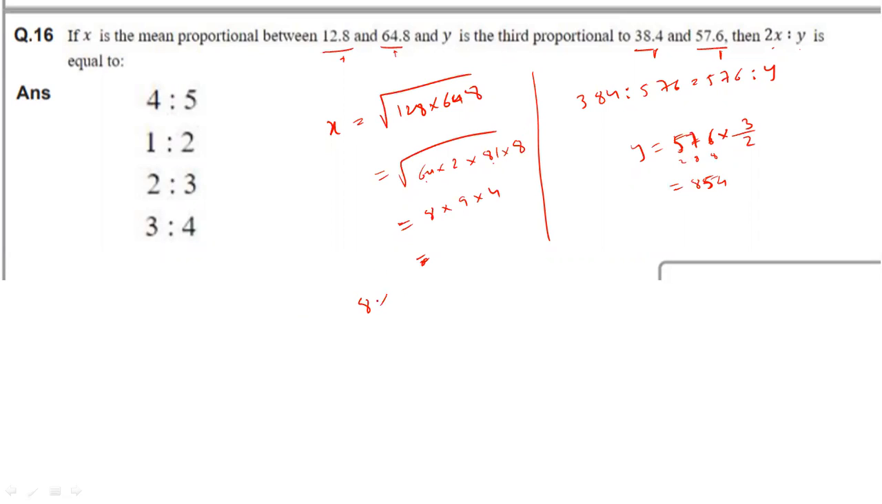So he's asking 2X is to Y. 2X: 8 into 9 into 4 into 2 is to 864. I'll write it as 576 into 3 by 2. That will be easier for me. This is 288. 3 ones, 3 threes, 2 ones, 2 144, 12 twelves. So 8 is to 12. 8 is to 12 means 4 twos, 4 threes. So my answer is 2 is to 3. Now move on to the next question.